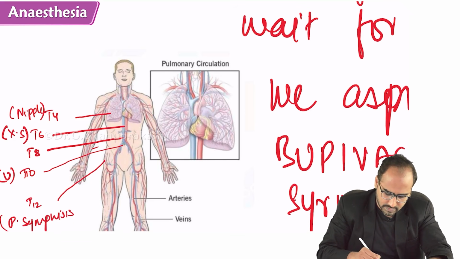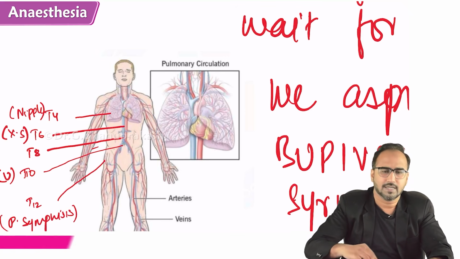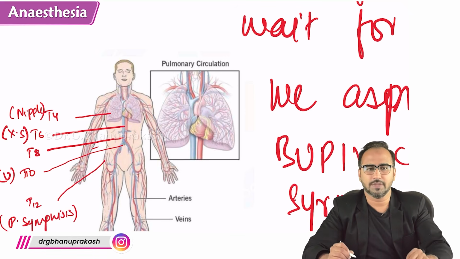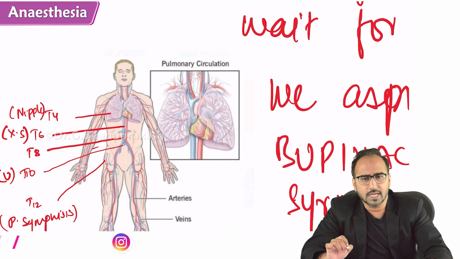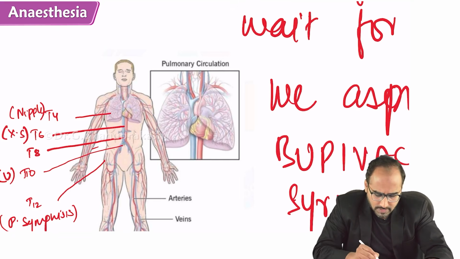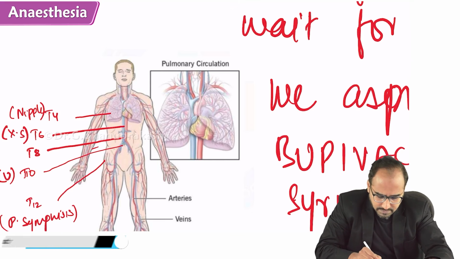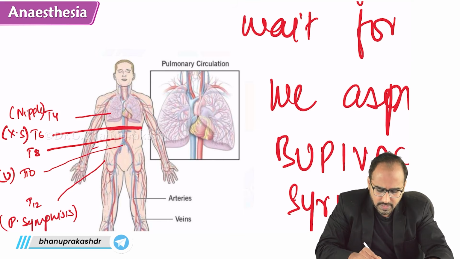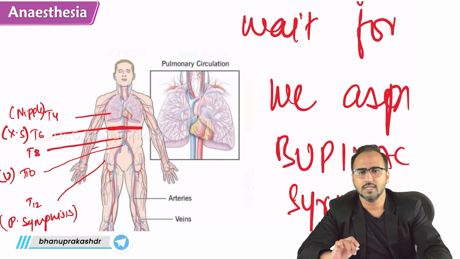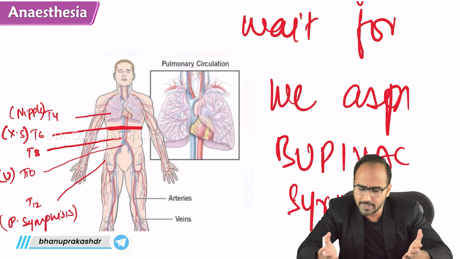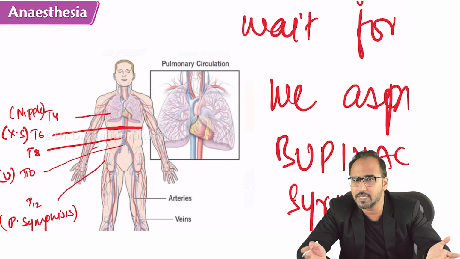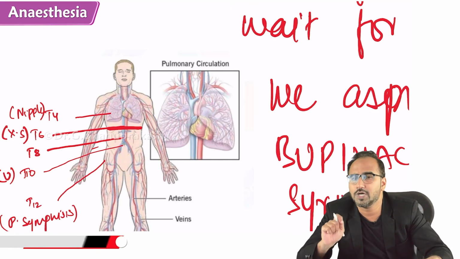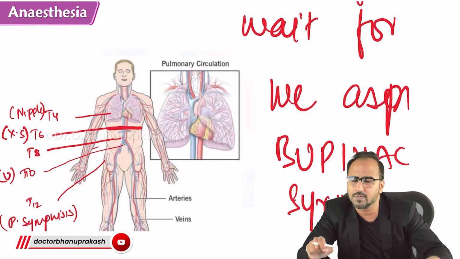Right? So why are we talking about these dermatomes? Imagine a patient is posted for hernia surgery. Imagine you want the level of your drug to block till T6. You have given spinal to the patient, you make the patient lie down. Now, how will you come to know that your drug is acting till T10 or T12 or T6?